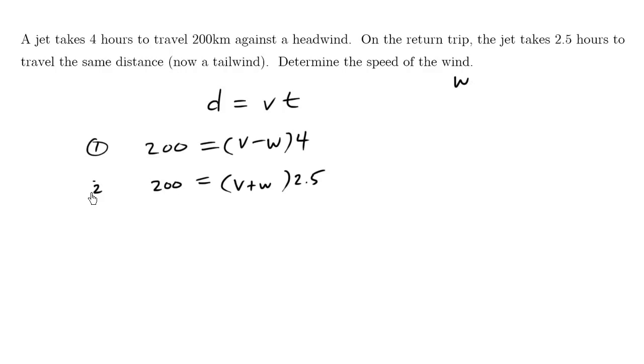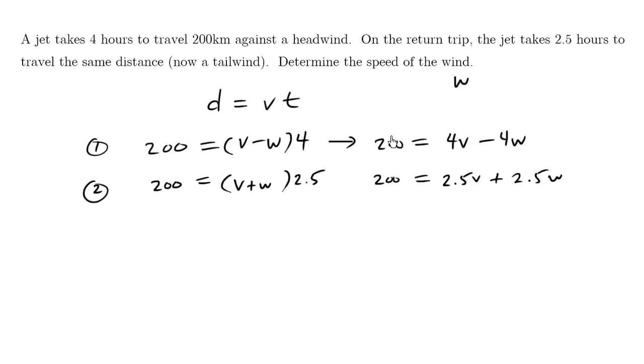We have our two equations, and this is the hard part, to set it up this way. The rest is just being careful about your algebra. So let's work it out here. I'm going to use distribution here. So 200 equals 4v minus 4w. And equation number 2, we get 200 equals 2.5v plus 2.5w.